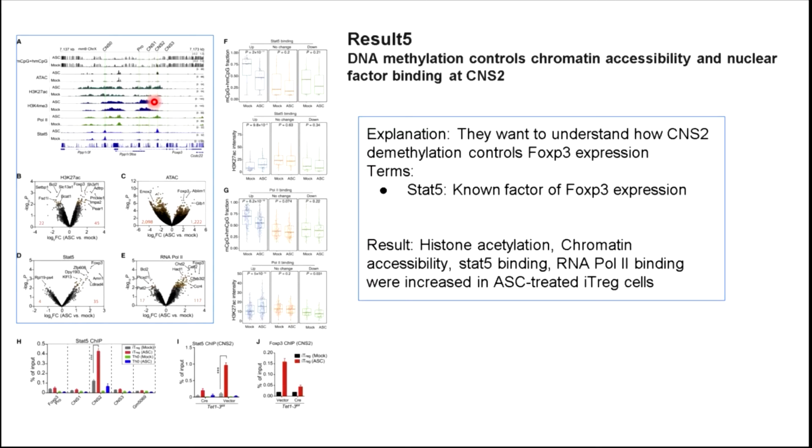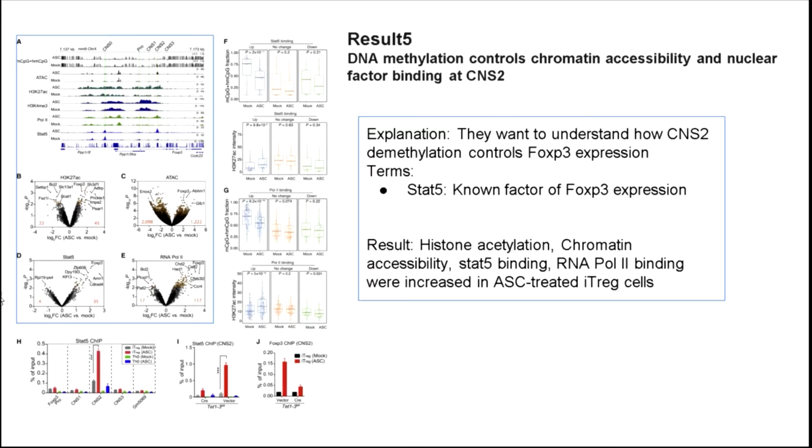In figures A and C, they assessed chromatin architecture with ATAC-seq. Upon ASC treatment, there are 3,320 genetic elements with significantly changed accessibility. CNS2 also became accessible, and they assumed that this may facilitate nuclear factor binding. So they assessed STAT5 binding, which is a known regulator of Foxp3 expression.